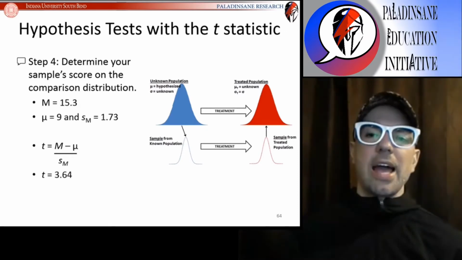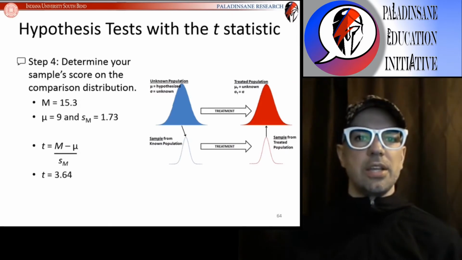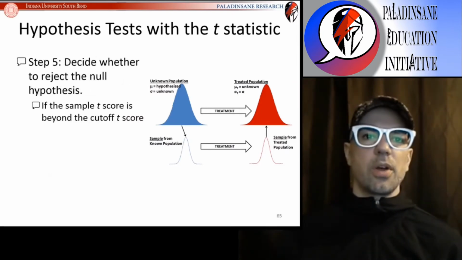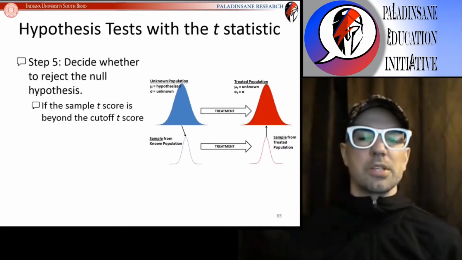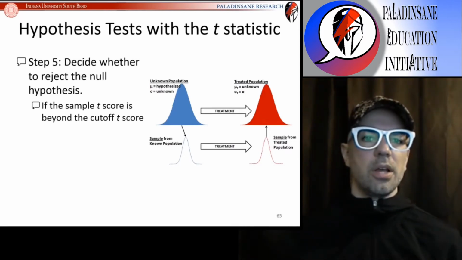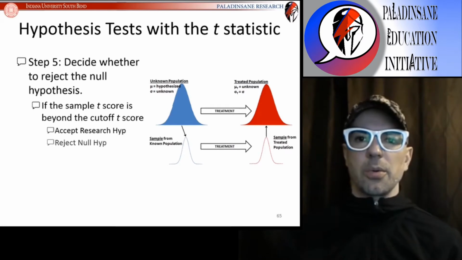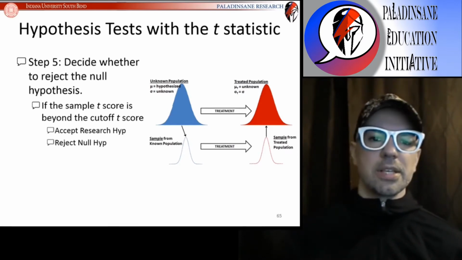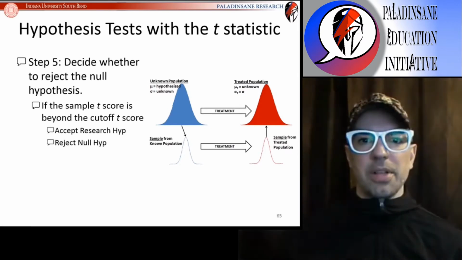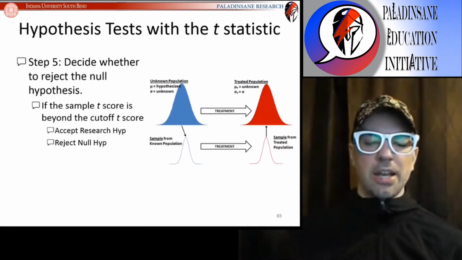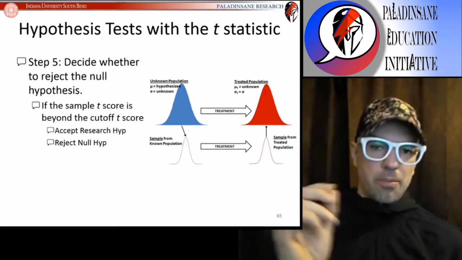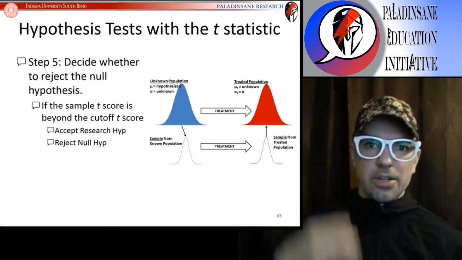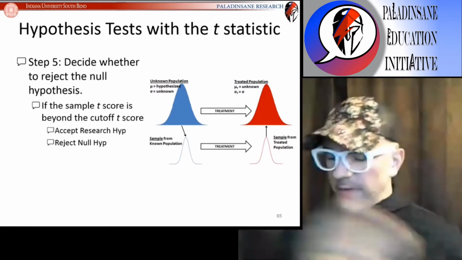And now the last thing we need to do is step 5, and decide whether or not to reject the null hypothesis. If the sample t-score is beyond the cutoff t-score, we're going to accept the research hypothesis and reject the null hypothesis. And for this, just because I don't have the ability here to do this live with a whiteboard, make sure that you're drawing this out.